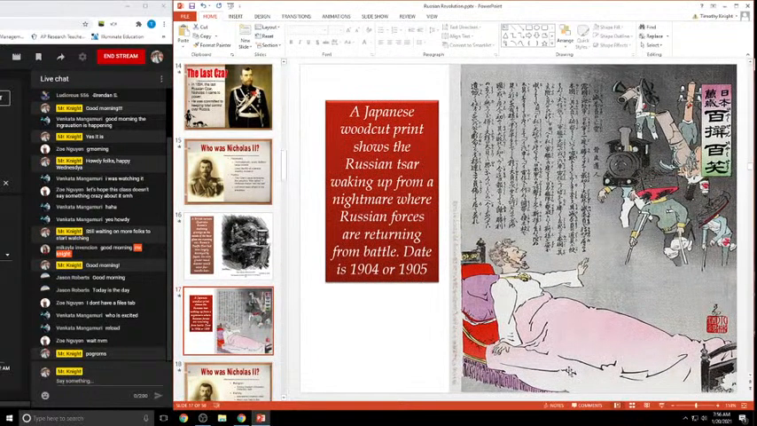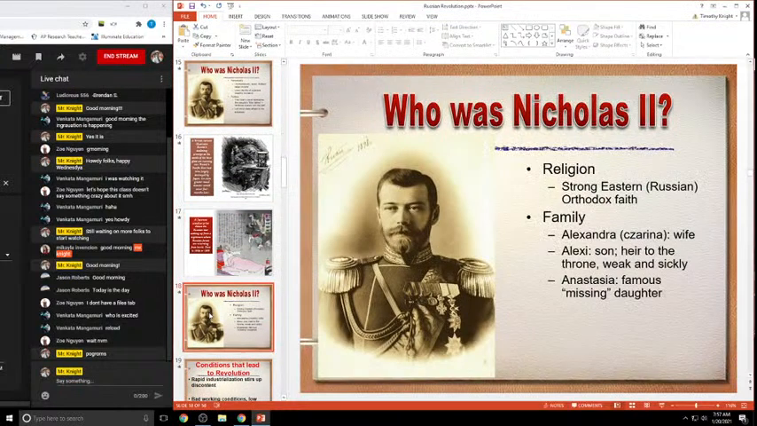And a woodcut print here shows the Russian Tsar waking up from a nightmare where Russian forces are returning from battle. And the date from this, once again, is 1904, 1905. As you can see, this is a bit of Japanese propaganda demonstrating the might of Japanese industrialization, startling the Tsar out of his sleep. And so this is kind of a unique source because it comes from Japan.